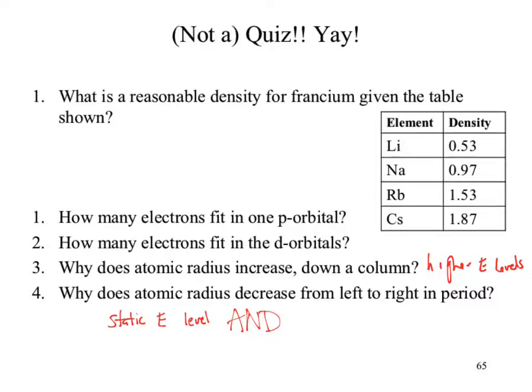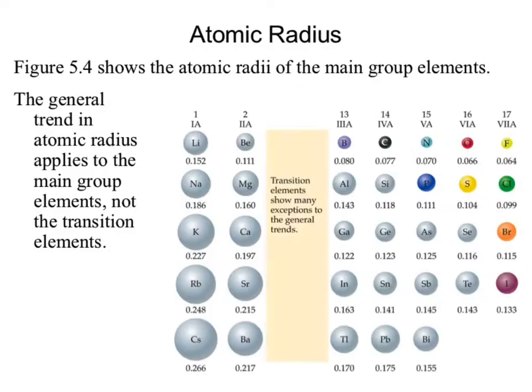So it's because we have the exact same energy levels and a stronger nucleus. Down a column, yes, I have a stronger nucleus, but the energy level changes. The energy level is enough to overcome that stronger nucleus. That's why we don't have to bring that in. Neato. Okay, so if we go back to our atomic radius, there's our trends. Yay! And we now have an explanation for them.